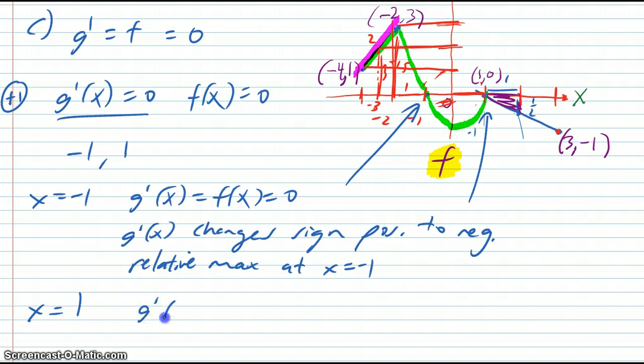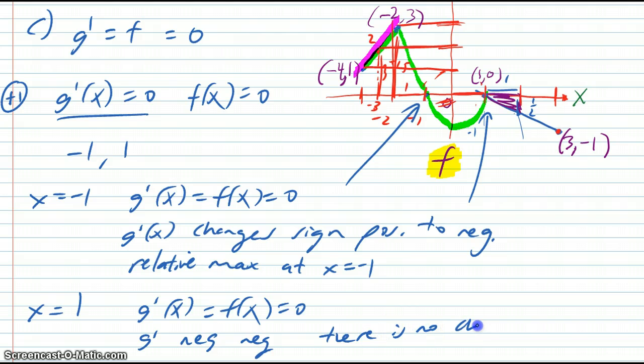Why do we like that point? We have g prime of x, or f of x, is equal to 0. And so we're looking for the change of sign, but g prime is negative before and negative after, so there's no change in sign. So it's not a max or a min. So that's not perfect, but you'd write something like that, and then you'd be good for that problem.